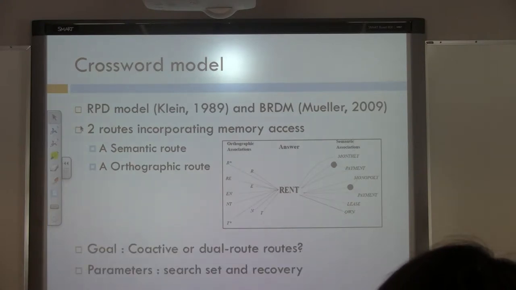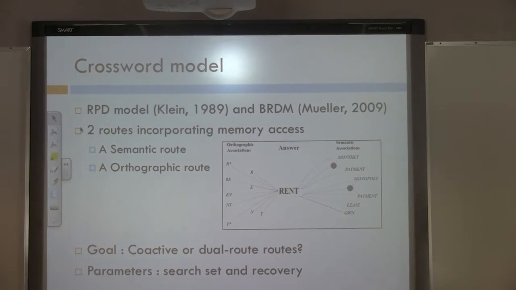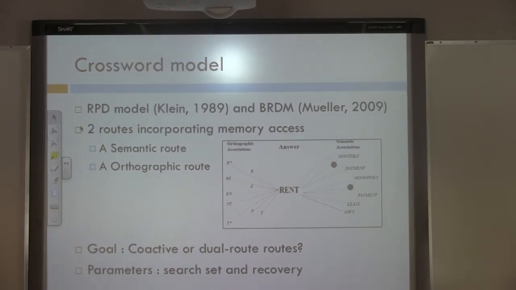And the goal of this study is to determine whether these two routes are coactive or independent, as in dual route access. And we fit the simulation results with the human data. The parameters that vary between those simulations are the set and recovery parameters. Recovery parameters are the values we use for reconstructing the semantic probabilities, to increase the semantic probability so it's higher and you can get that word more easily.